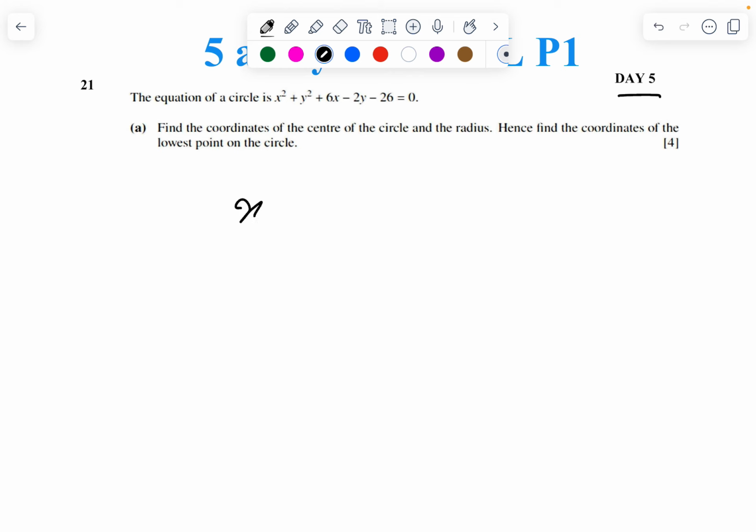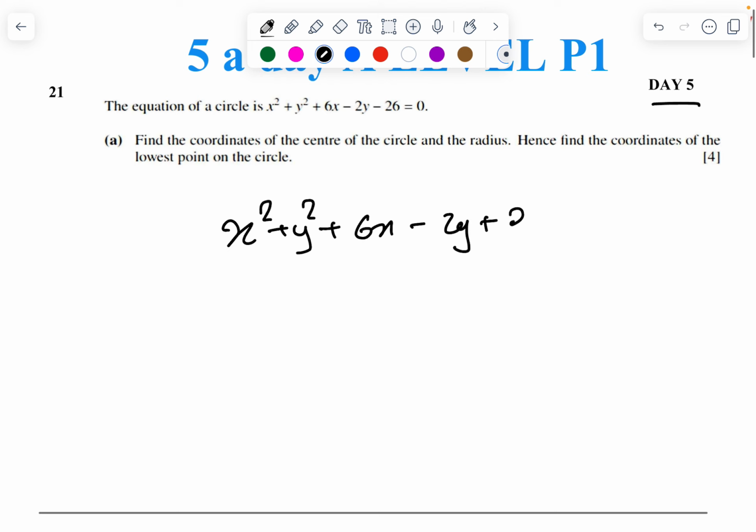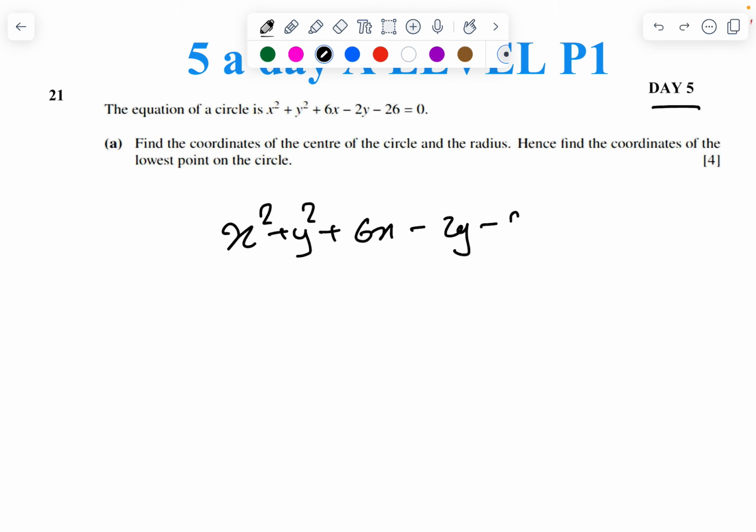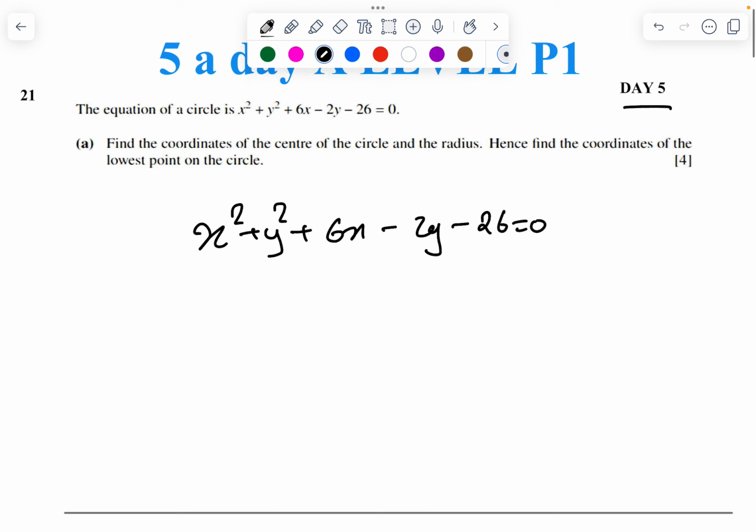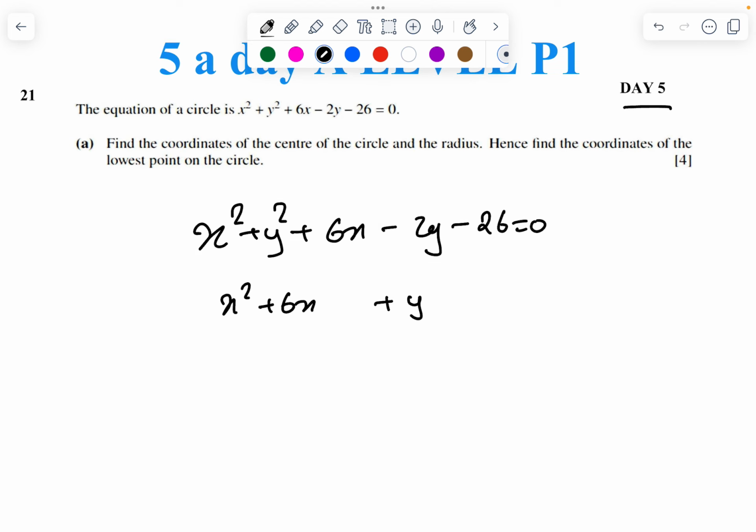A circle x square plus y square plus 6x minus 2y minus 26 equals to 0. Find the coordinates of the center of the circle and the radius. So what am I going to do? x square plus 6x and y square minus 2y equals to 26.